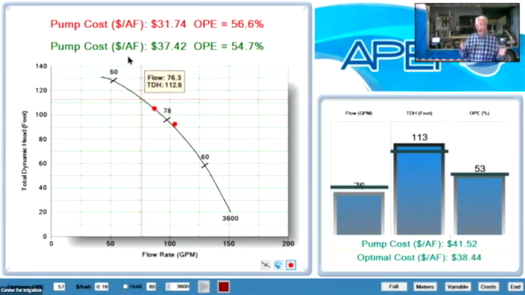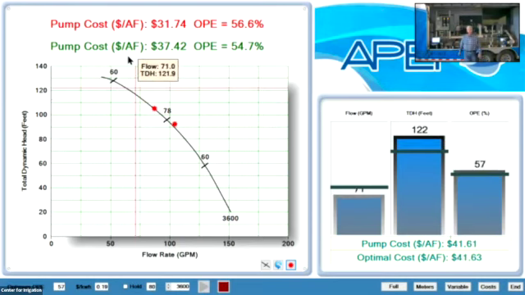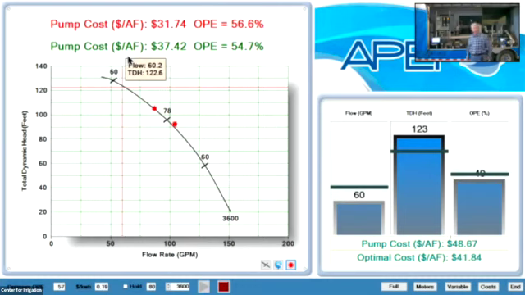Or let's say you've designed a new irrigation system that was not set up with the right flow and pressure, you might be running way over the left side of your curve now. It might give you the right flow and pressure, but if you're running way over here, that could be creating that condition.